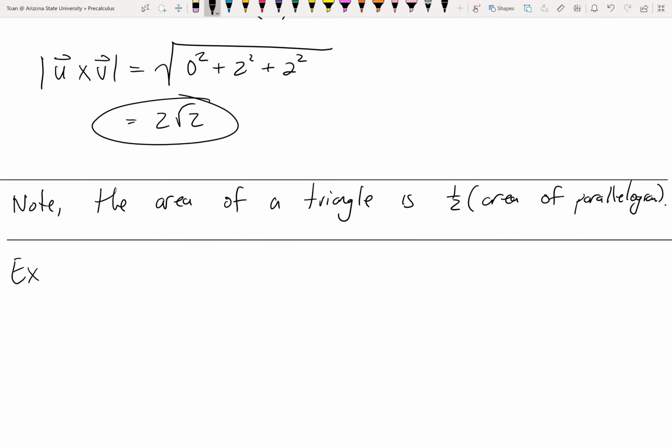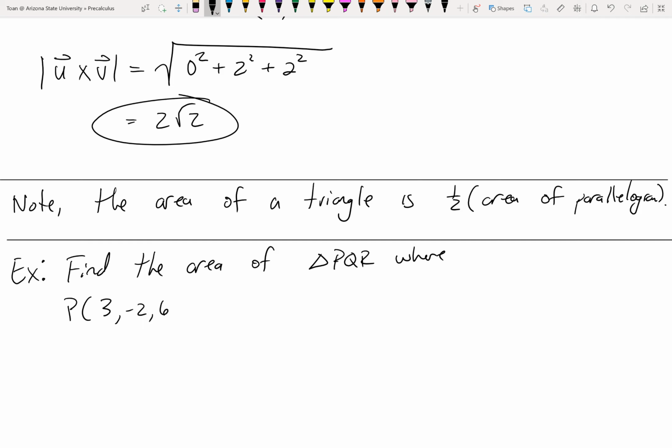So if I switch up the instructions a little bit, I hope you guys understand it's not a brand new concept. You just have to tweak your thought process and tweak your mathematical work. For example, if I asked you, find the area of triangle PQR, where point P is (3, -2, 6), point Q is (-1, -4, -6), and I don't know why I put colons there, and point R is (3, 4, 6).